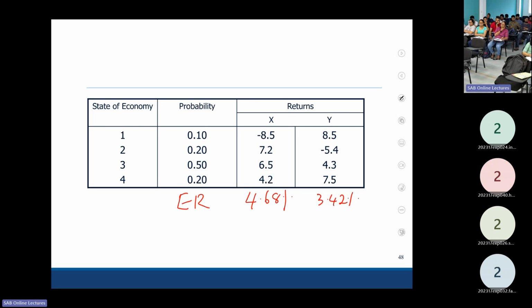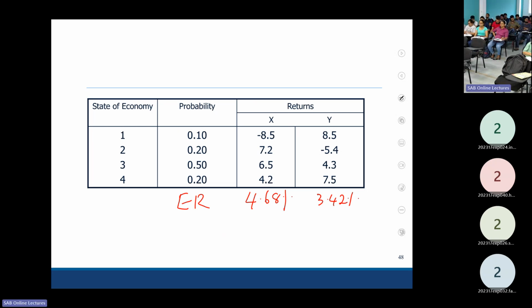Suppose you are going to construct the portfolio equally weighted with X and Y. What is the equally weighted portfolio? You invest 50% of your wealth on stock X, 50% of your wealth on stock Y. It can be 60-40, 10-90, 80-20, whatever weights. But suppose here you are going to construct a portfolio equally weighted with the stock X and Y. What is your portfolio expected return?